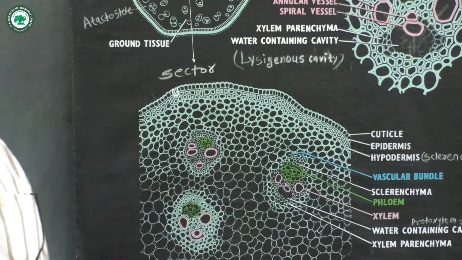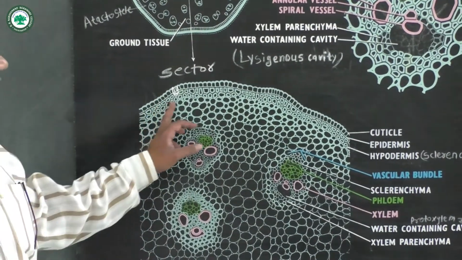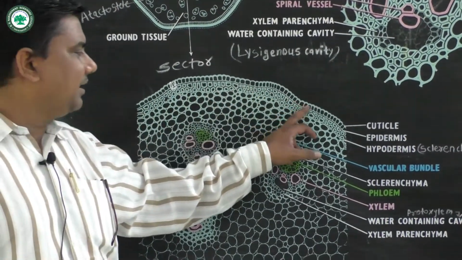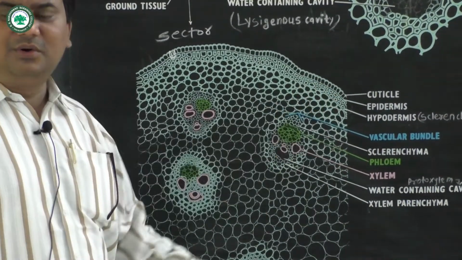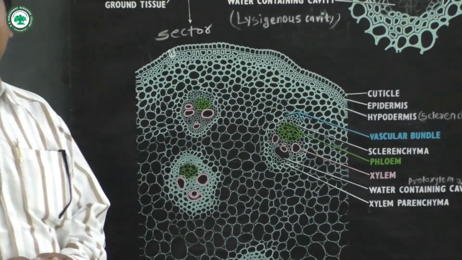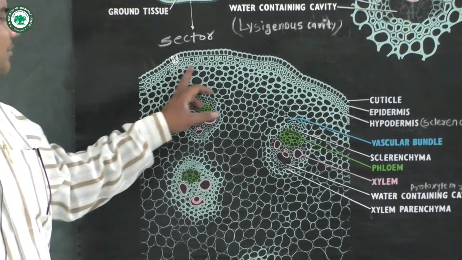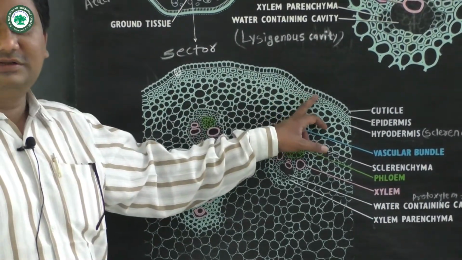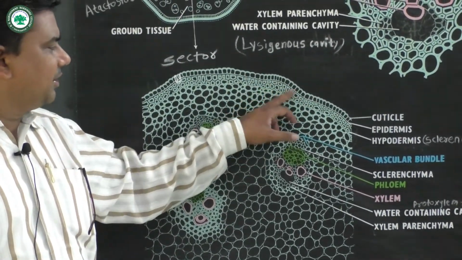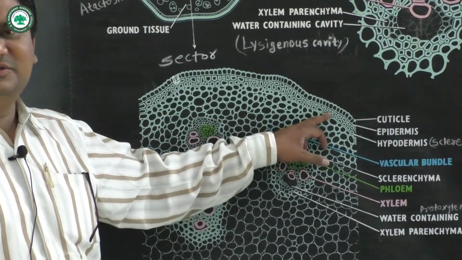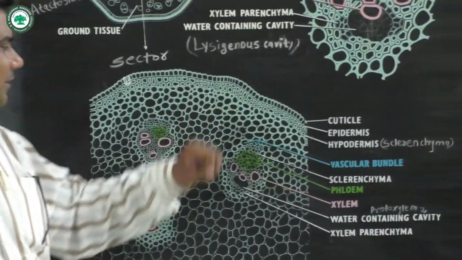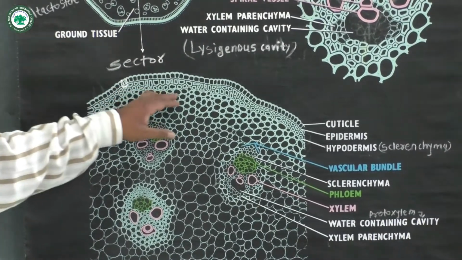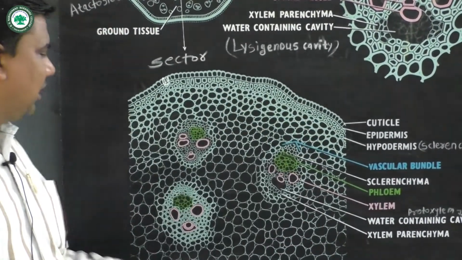Hypodermis is made up of sclerenchymatous cells. The cells are compactly arranged in 2 to 3 layers. Hypodermis is there in the case of the monocot stem. Here, this hypodermis is made up of 2 to 3 layers. Then there is the ground tissue.